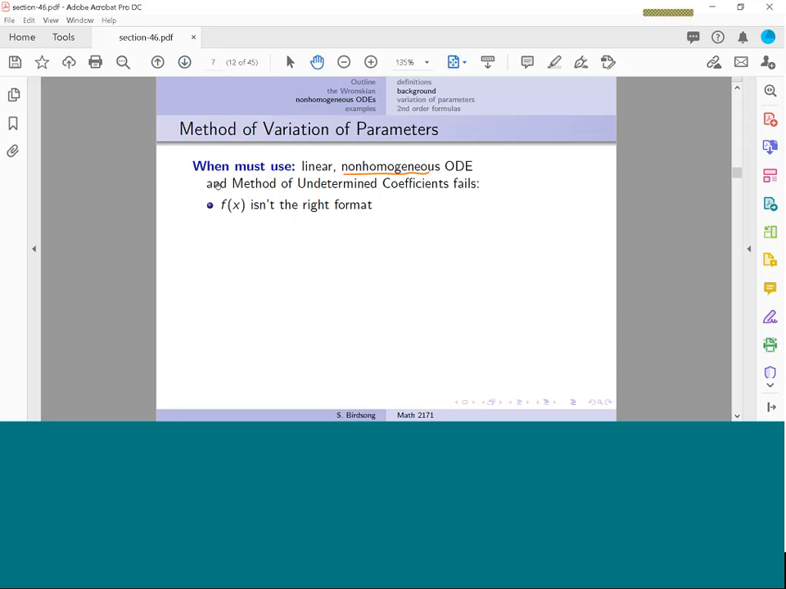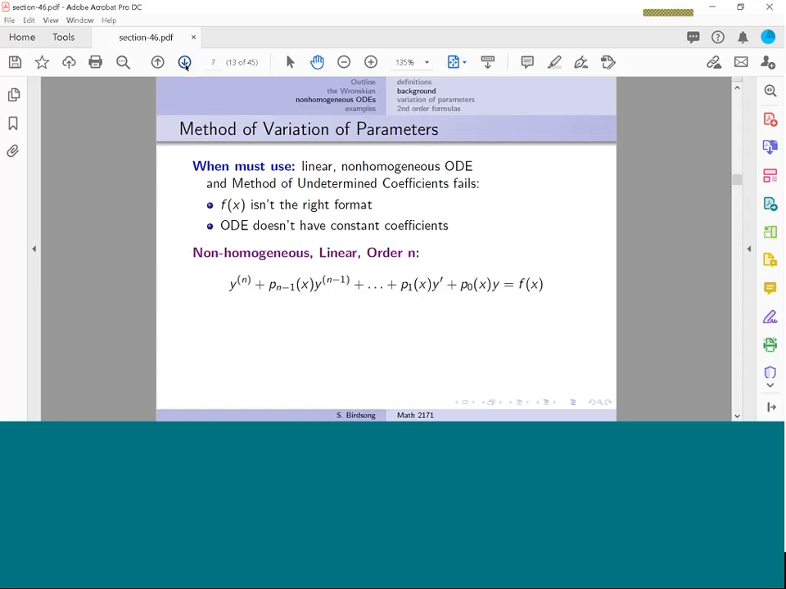So your non-homogeneous part of your differential equation isn't one of those three formats for undetermined coefficients, or your differential equation doesn't have constant coefficients. Undetermined coefficients only will work if you have the constant coefficients on your y, y prime, y double prime, all of your dependent variables or derivatives of dependent variables. Okay? As soon as you have even one guy that's not a true constant, like an x times y prime, still linear, but now you have to use variation of parameters. All right, so that's how to decide when to use variation of parameters.